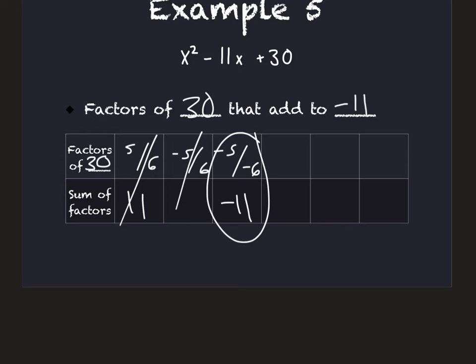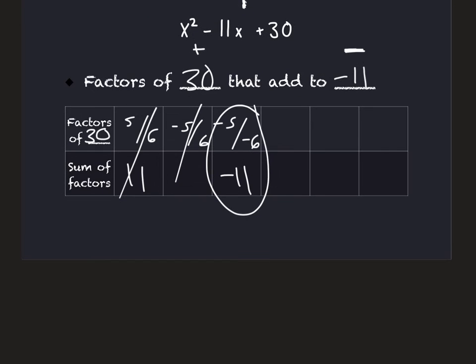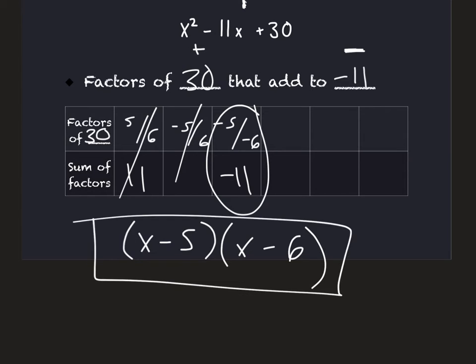So when you're multiplying to get a positive number, but they're adding to get a negative, both numbers are going to be negative. Because you can't add two positives together and get a negative number. So if the number you're trying to multiply to get is positive, but you're looking for the sum that's negative, then both of them have to be negative. So what goes into our parentheses? X minus 5 and x minus 6. Perfect.